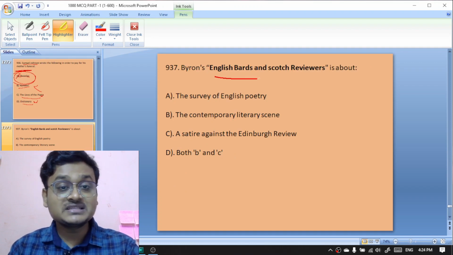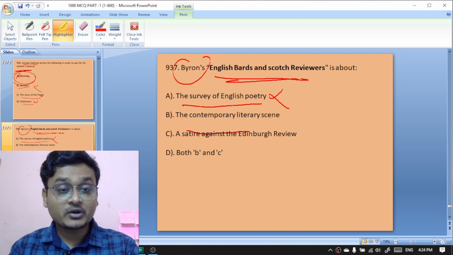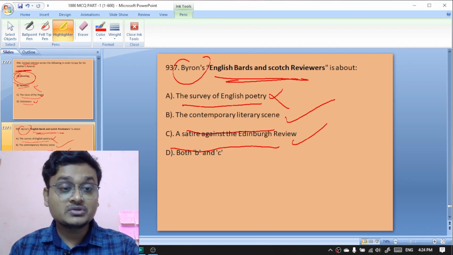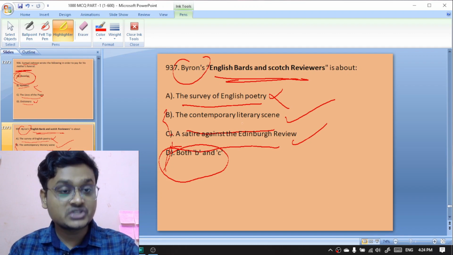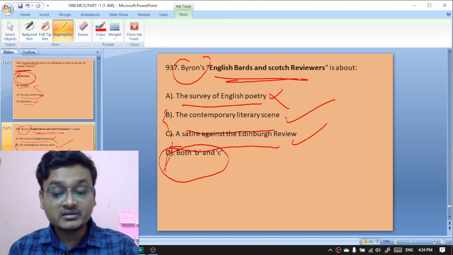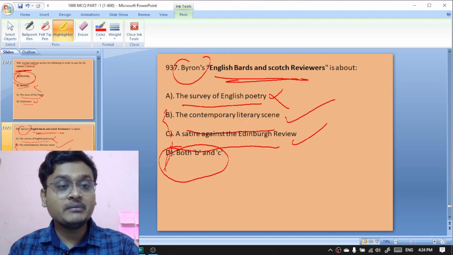Moving to the next question: English Bards and Scotch Reviewers by Byron. A survey of English poetry? No. A contemporary literature? True. A satire against the Edinburgh Review? True. So B and C are true. It is not a survey of English poetry, rather it is a contemporary satire against the Edinburgh Review. English Bards and Scotch Reviewers by Byron.